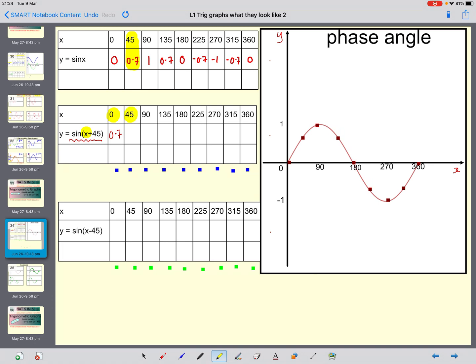Okay, next one. If x was now 45, so 45 in here again, 45 add 45 is 90, so we're really finding sine of 90, which again we know from that top table of values, which is 1. Can you see anything happening here? Do one more. When x is 90, plug it in here. 90 add 45 is 135, which again we already know the answer to, which is 0.7.